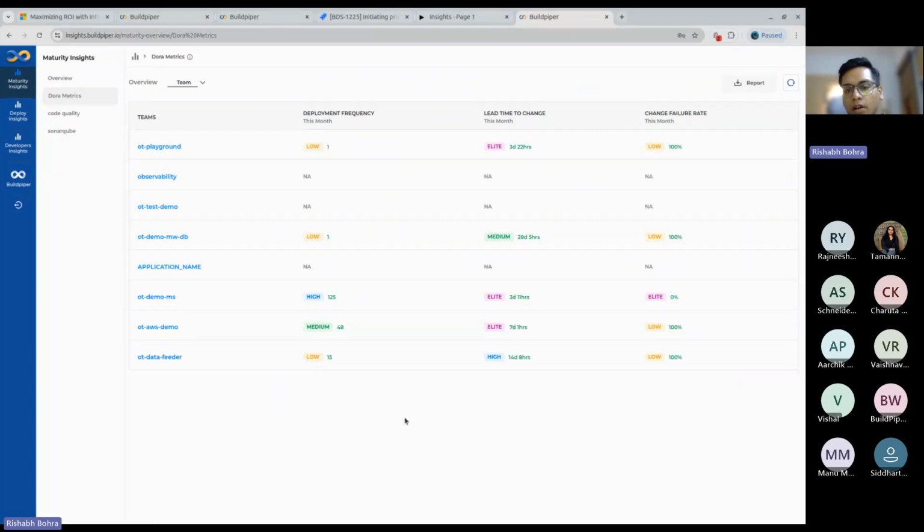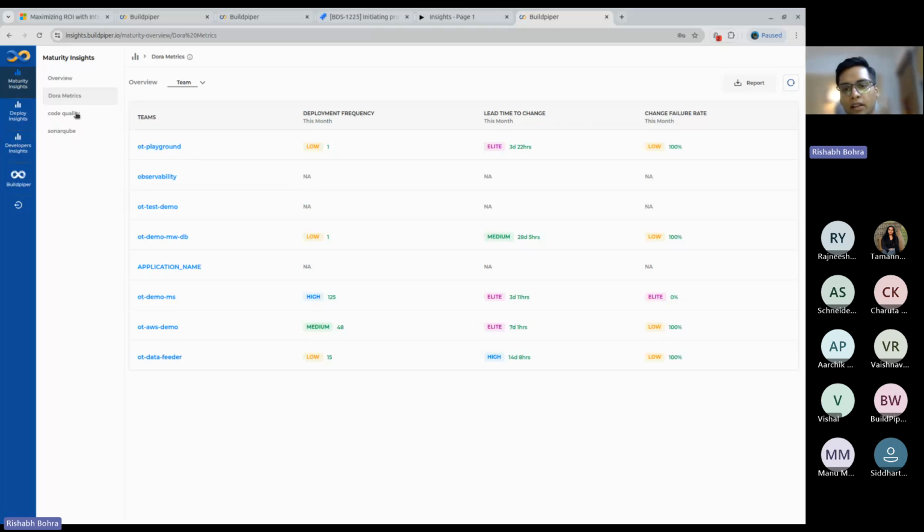And hence we are able to assess the maturity of the individual teams, how well they are doing in terms of the deployment frequency. For example, for this particular month, this team, OT AWS demo, has pushed out 48 releases. And this team, OT demo MS, has pushed out 125 releases. On the other hand, these couple of teams have pushed one release each. And these two teams have not pushed out any releases at all, or have not done any deployment at all. And similarly, the lead time to change, the change failure rate.